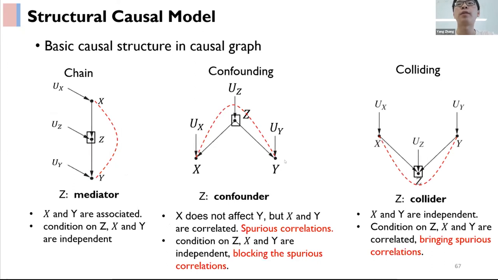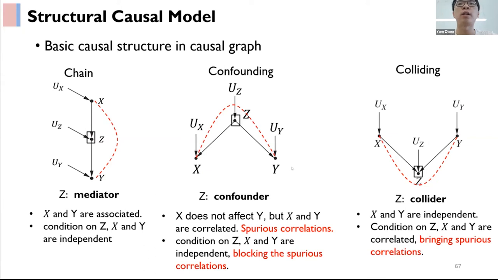Regarding the causal graph, there are three basic causal structures. The first one is the chain structure. As shown, X affects Y through a mediator variable Z. In this case, X and Y are correlated, but conditioned on Z, X and Y would be independent. That means controlling Z would block the causal path between X and Y.